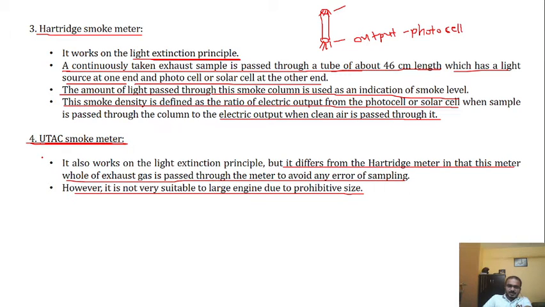The fourth one is the UTAC smoke meter. It works on the light extinction principle, but it differs from the Hartridge meter in that here the whole of the exhaust gas is passed through this meter to avoid any error of sampling. However, this is not suitable for large engines as its size increases.